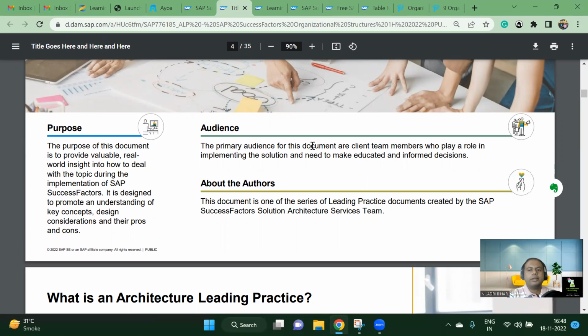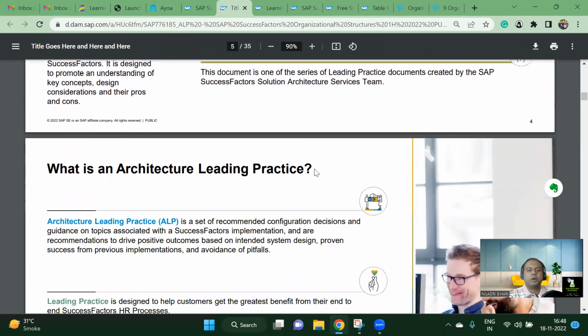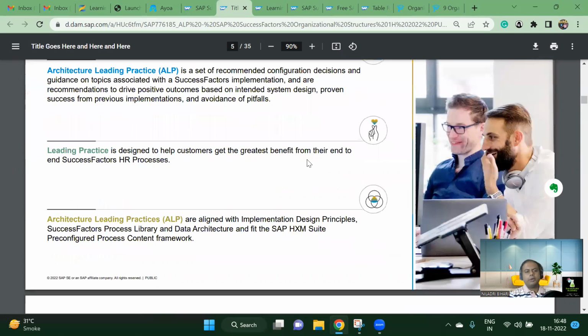In terms of audience, it is also relevant for the client team members who are part of the implementation, and they will make educated and informed decisions by going through these documents. Although there are different ways of configuration, the ALP will be your guiding star.